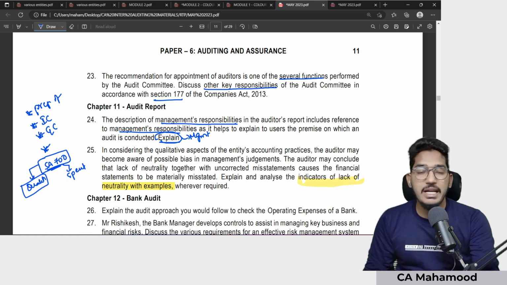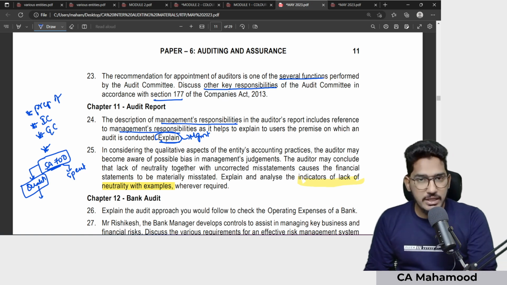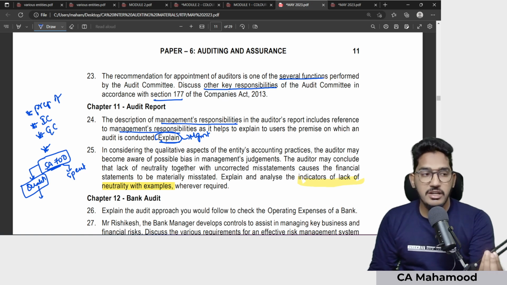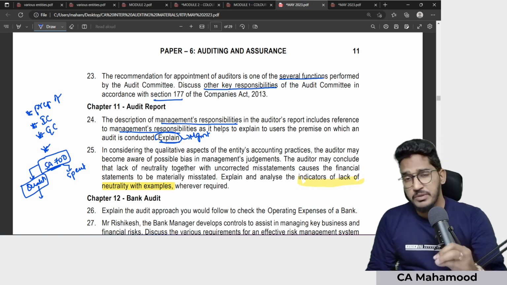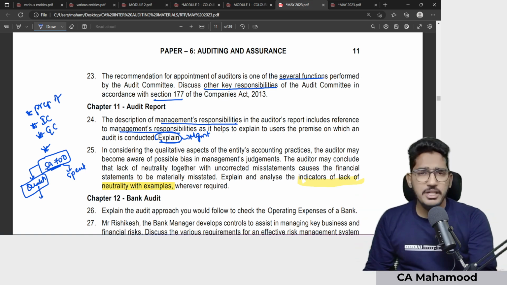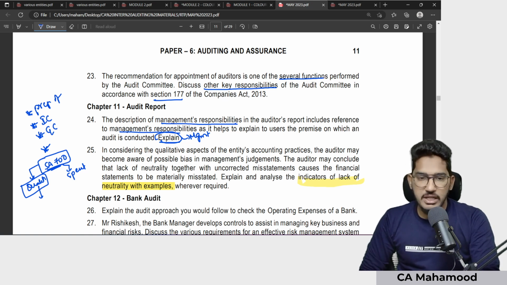So, and even they are asking you indicators of lack of neutrality. So in that qualitative aspects, they say while conducting audit, you might come to know about bias in the management's accounting estimates. You might find lack of neutrality, like selective correction of misstatements. Management is rectifying only those misstatements which increase the profit, but they are not rectifying those misstatements which decrease the profit. Or the management is inappropriately changing the accounting policies without any valid reason, or they are making wrong accounting estimates. So these are a few examples of indicators of lack of neutrality or bias in the management's decisions. So this is what question number 25 is about.